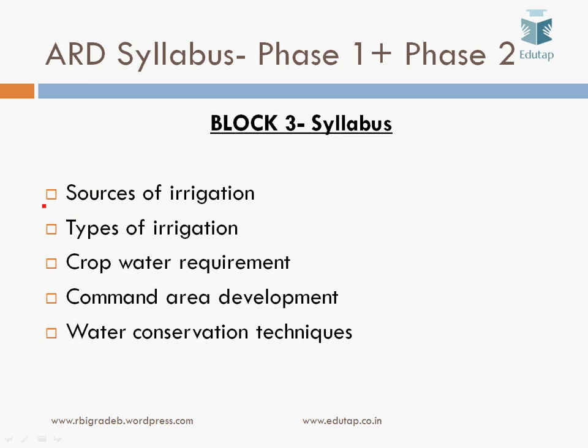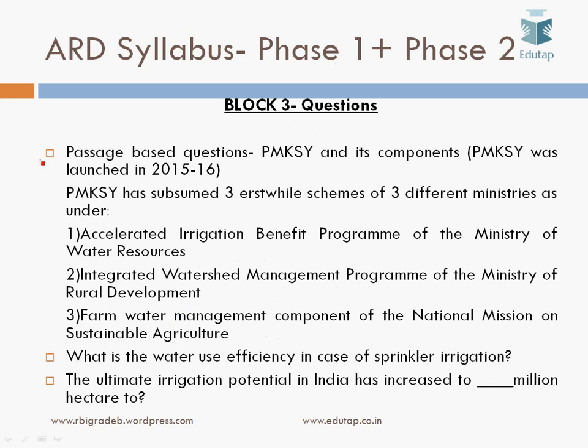Now this block consists of primarily irrigation, the sources of irrigation, the types of irrigation, the crop water requirements for different crops, the command area development and the different techniques for water conservation. Let's look at the questions. Now there was a passage on Pradhan Mantri Krishi Sinchai Yojana. There were around 2 to 3 questions on this passage, on the Yojana and its components. There are 3 components of Pradhan Mantri Krishi Sinchai Yojana, or we can say that 3 erstwhile schemes have been merged into an umbrella program called Pradhan Mantri Krishi Sinchai Yojana.